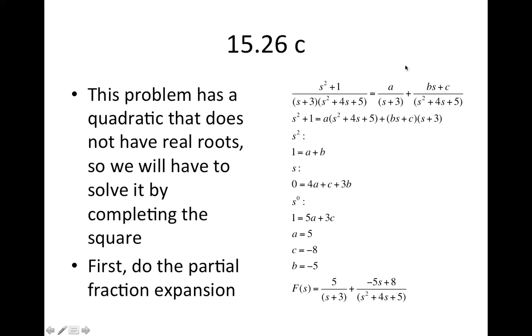But before we do that, we still have to do our partial fraction expansion, which will give us A, B, and C. So multiplying out, and using the method of equating coefficients, I look at the left-hand side, where S squared is multiplied by 1. On the right-hand side, I would have S squared times A and S squared times B. So 1 is A plus B. Continuing to do that for the S terms and for the constant terms, I find that A is equal to 5, C is equal to minus 8, and B is equal to minus 5. So I plug those in for A, B, and C, and here is the function that I'll take the inverse transform of.